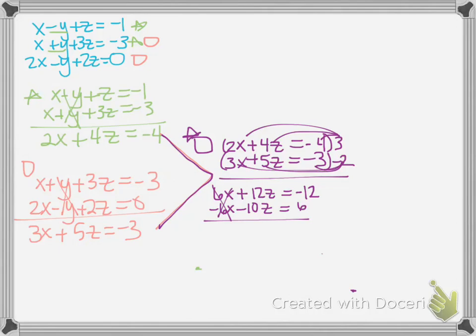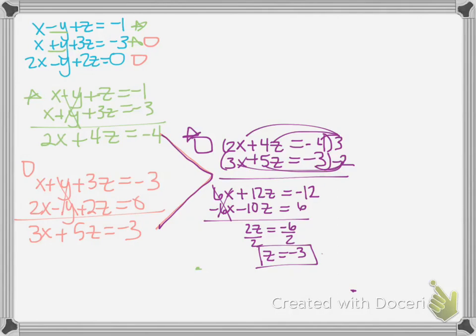My x's cancel. 12z plus negative 10z is 2z. Negative 12 plus 6 is negative 6. I divide both by 2 and we get z is negative 3. So I got that. Now I have to plug it into a two-variable equation to find the second variable.